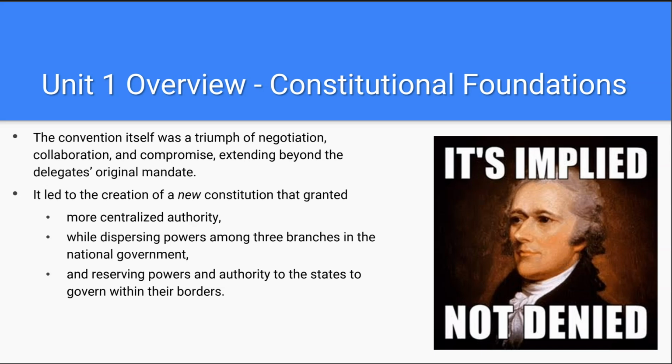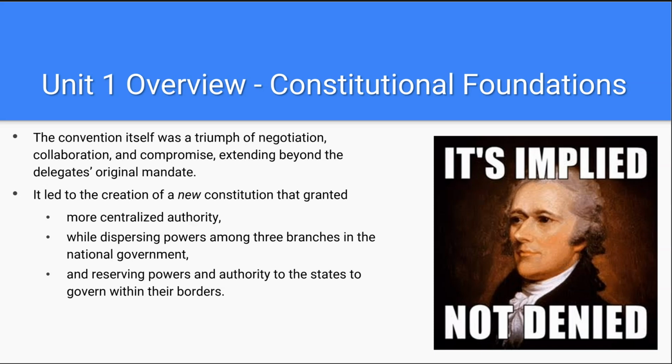Now, if you remember, the convention itself was held in Philadelphia. And if you look at it at the high level, it truly was a triumph of negotiation, collaboration, and compromise. We probably wouldn't have ended up with that document without those present being able to exercise each of these skills. It certainly went beyond the initial mandate, and some still argue that historically it has a hint of illegality because they weren't necessarily authorized to come up with an entirely new document.